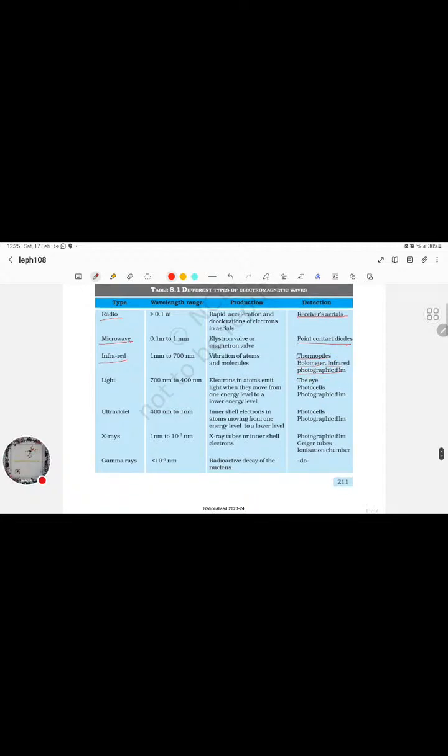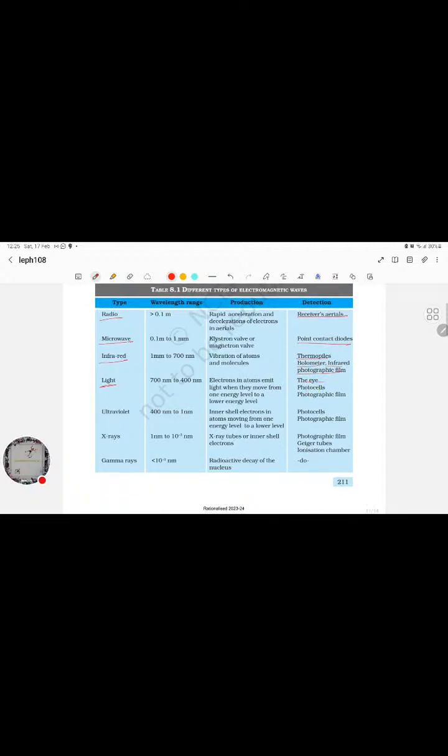So UV rays and light rays are detected. Okay, we have covered all these particular regions and the productions are also done, but the detection part we have not seen. Let's see what it is. So radio waves are detected using receivers, aerials, microwaves, point contact diodes, infrared rays, photographic film, infrared photographic film, bolometer and thermopiles. Okay, fine.